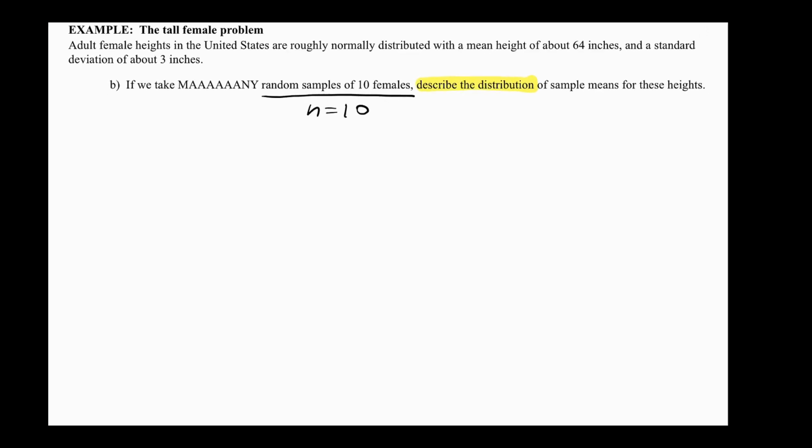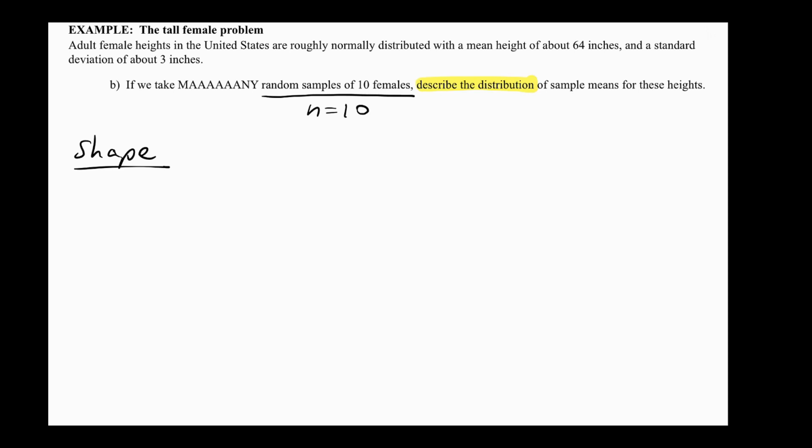Okay? We don't have to find any probabilities, but we do have to comment on shape, center, and spread. So let's do shape first. Order doesn't matter as long as you do each of them. How do we know what shape it's going to be?